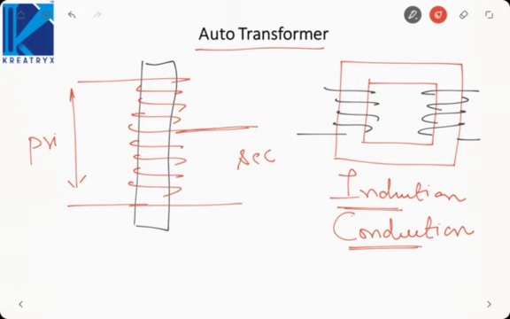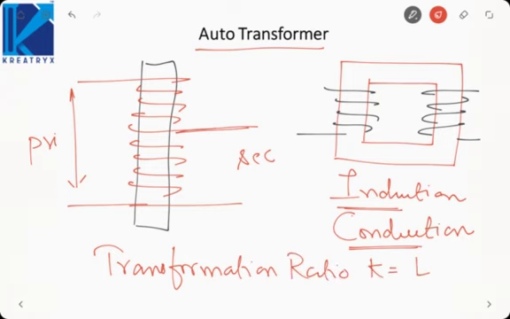Here we define the transformation ratio. Transformation ratio is denoted by K, and it is written as low voltage by high voltage. A transformer will have two windings, the low voltage winding and the high voltage winding, and the ratio of the two is called the transformation ratio. Remember this point: here we are not considering primary or secondary, I am just saying low voltage upon high voltage. So how is an auto transformer different from a two winding transformer? Here some part of the winding is common, so there is induction as well as conduction.